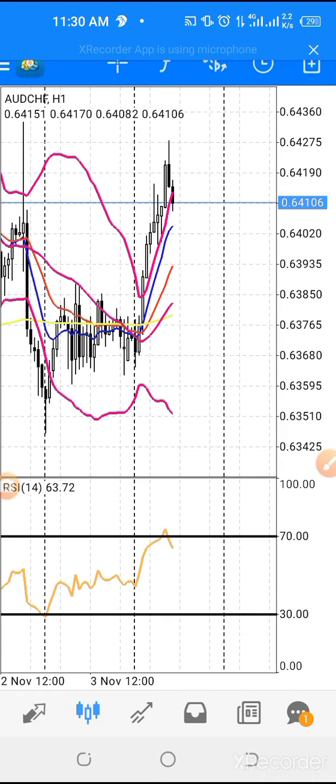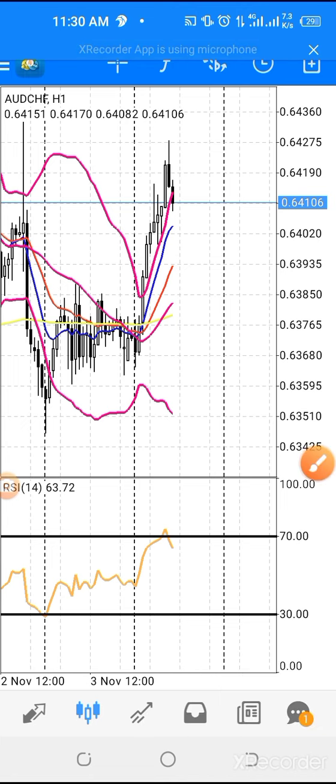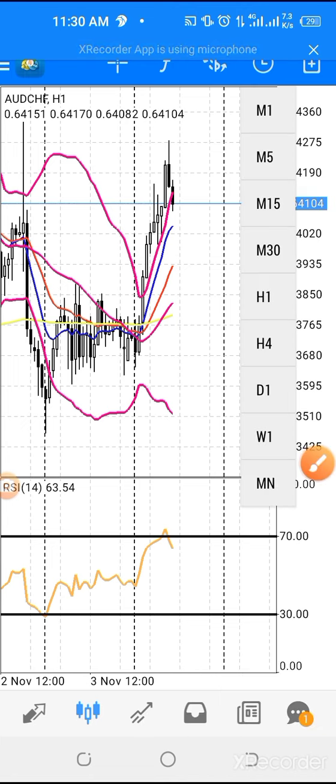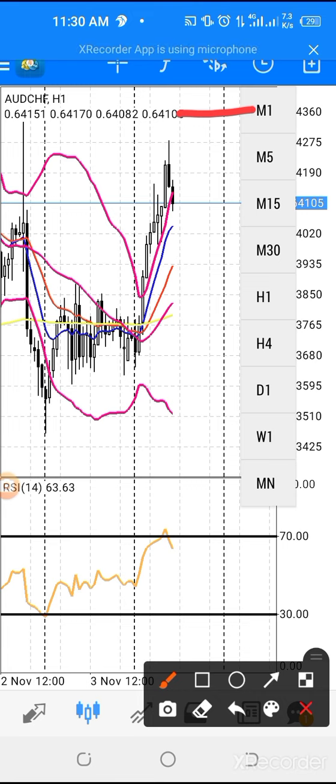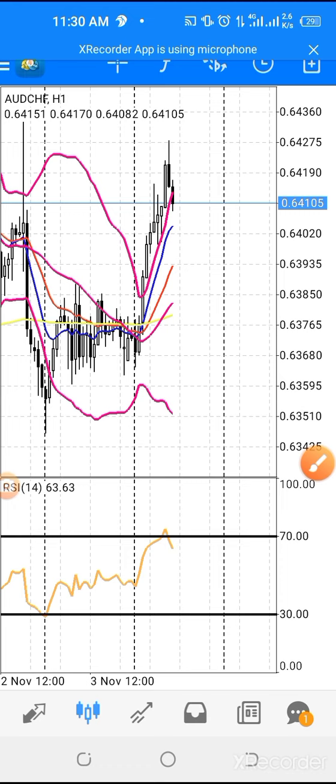All right, so the next is the time frame. So you click on the time frame, you see the various time frames that we have here. We have the 1 minute, 5 minutes, 15 minutes, 30 minutes, 1 hour, 4 hours, daily, weekly, and monthly. Each of these time frames is used for trade analysis. It helps us to determine the various trends and also helps us to make a trading decision as to whether we're going to buy or whether we're going to sell.